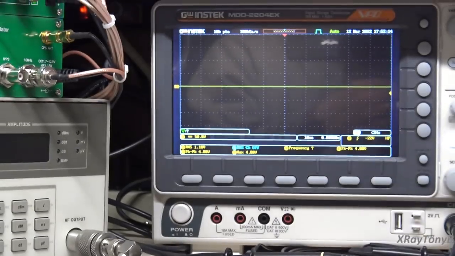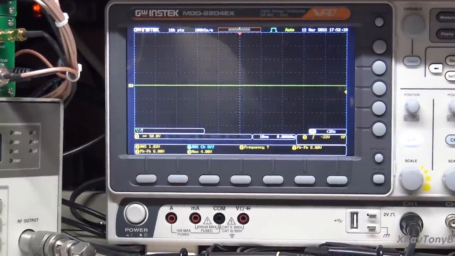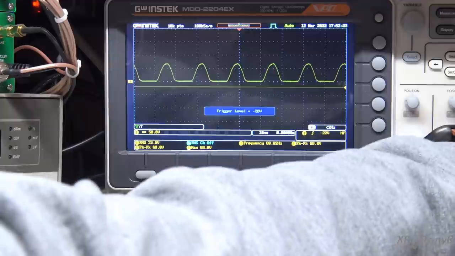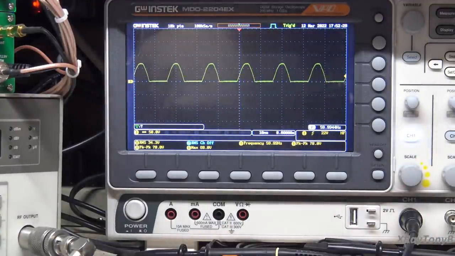And let me go back up here. And let's turn the power back on. And look what happens. Let me set my trigger again. Now you see the positive going half cycle. So when we had the diode in one way, it was clipping off the positive half cycle. And now we have the diode flipped the other way and it's clipping off the negative half cycle.